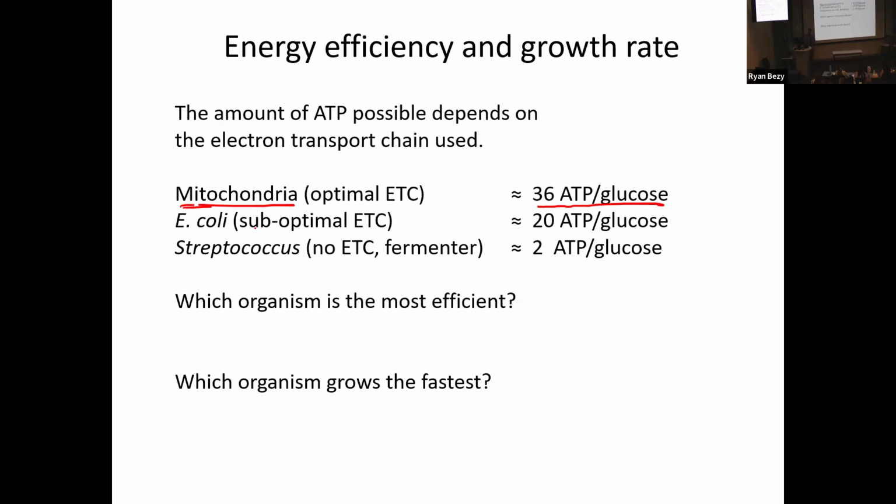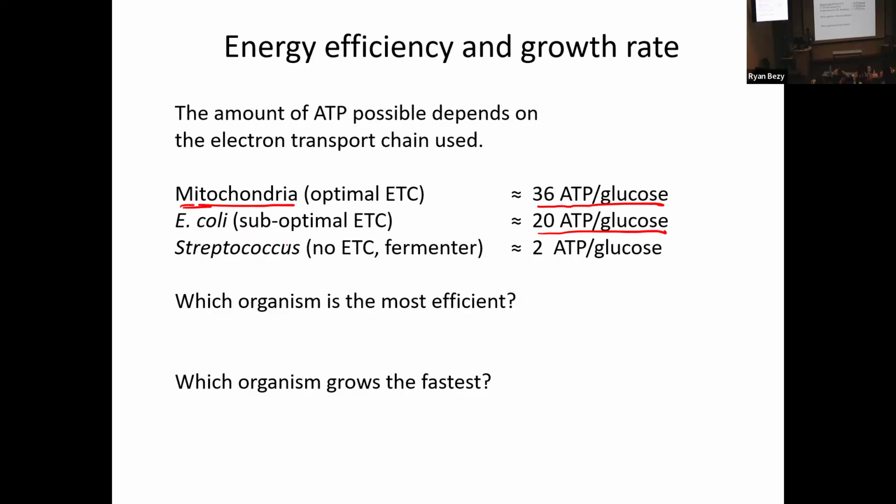E. coli also does respiration, but its respiration chain is not as good. It has what we sometimes refer to as a suboptimal electron transport chain. It's still really good, but you only get about 20 ATP per glucose molecule that's processed.